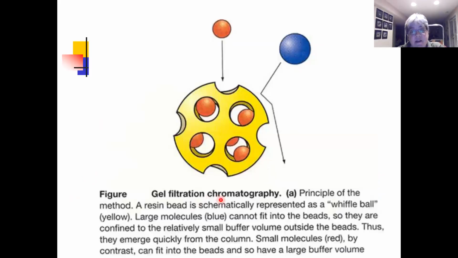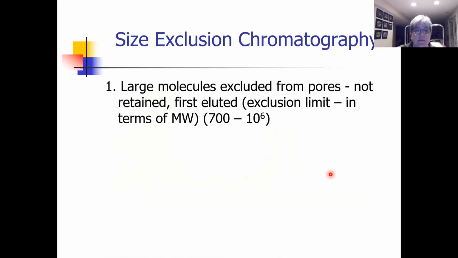Same thing for this kind of chromatography. You've got the stationary phase with all these little holes, and the little molecules will get in there and go in through all the pores and then come out. Big molecules can't even get in, so they just go straight through the column. So you get this separation based on size. In size exclusion, the larger molecules come out first because they can't get into the pores. So they're not retained.